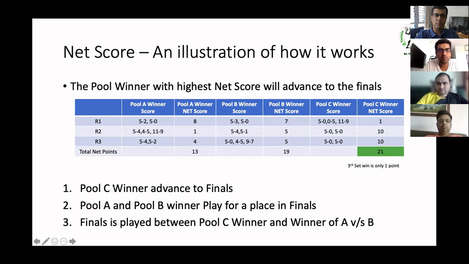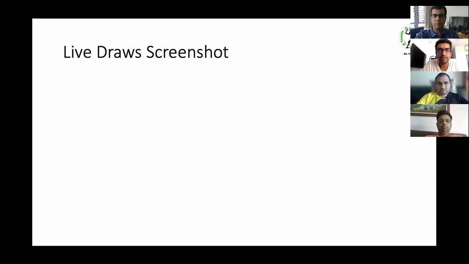So in this case, the pool C winner will advance to the finals, and the pool A and pool B winners will play for the place in the finals. And the finals will be played between the pool C winner and the winner of pool A versus pool B, right? So I hope this explains how it will work. Now I'll hand over to Puneet for the live draws, and then we will paste the screenshot of the live draws in this PPT. Puneet, over to you.